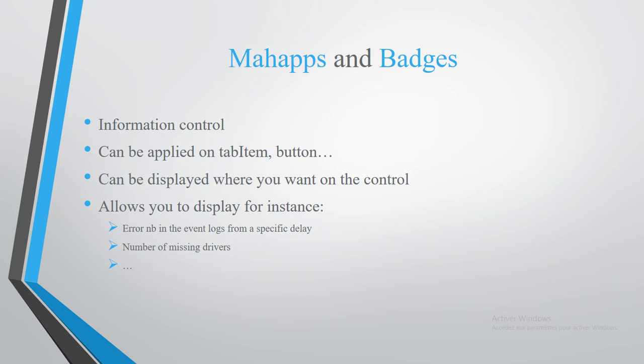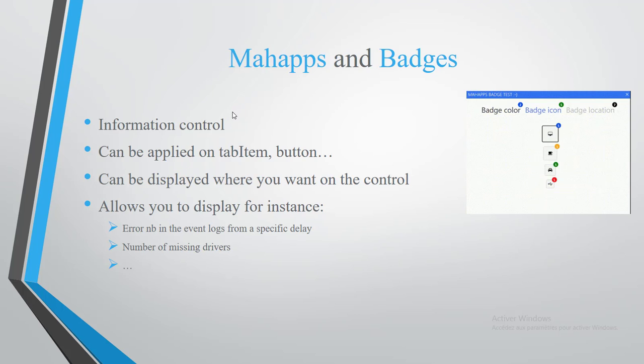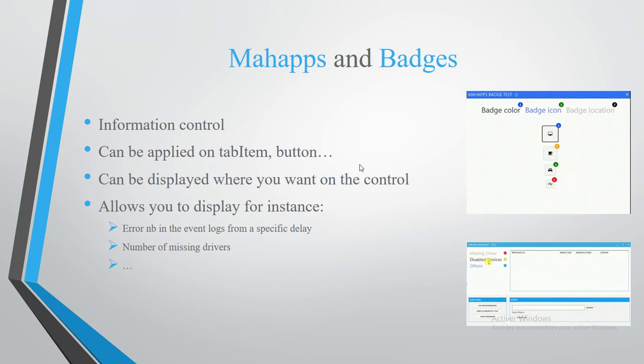Now, the badge control. What's the badge? It's an information control, like in Windows, this kind of control which shows you a number of notifications. It can be applied on a tab item, button, or whatever else. It can be displayed where you want on the control. It allows you to display, for instance, the number of errors in the event logs for a specific delay, or the number of missing drivers, like this tool, which has been done by my mate Kevin.